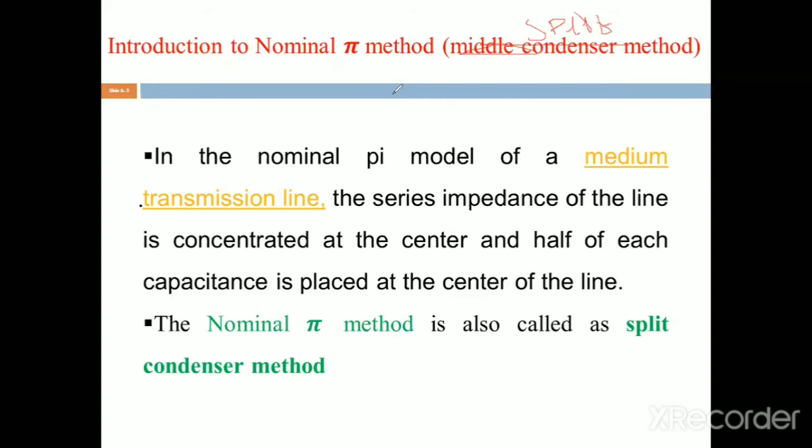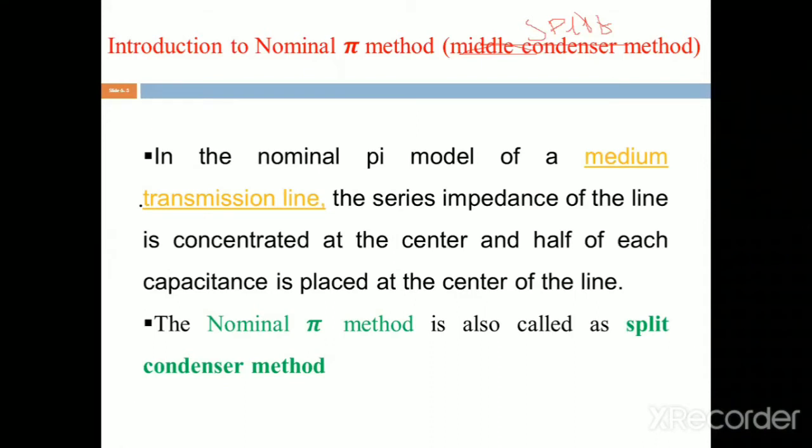Okay, that is the end condenser method, middle condenser method, and also split condenser method. Split means that the capacitance is split in two parts. That's why it is called the split condenser method.